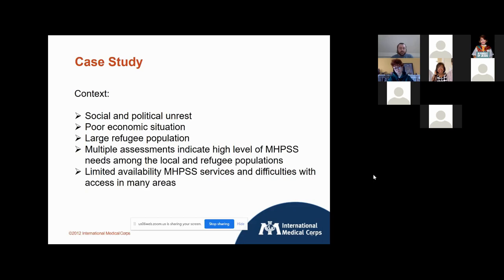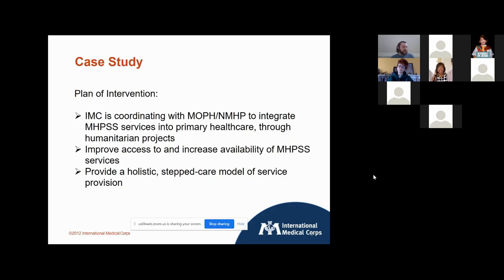The plan of intervention that we have within Lebanon is coordinating with all actors, and more specifically the coordination mechanisms such as the Mental Health Task Force and the Ministry of Public Health through the National Mental Health Programme. Obviously, this coordination is extremely important to try and address and fill the gaps in MHPSS service provision throughout the country where they are most needed and where they are not being provided.